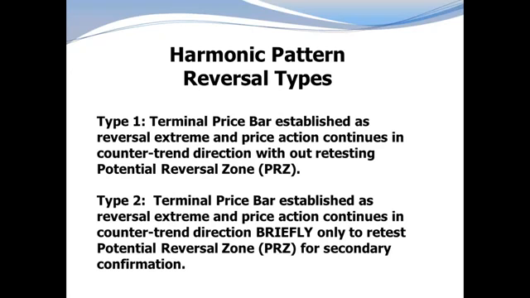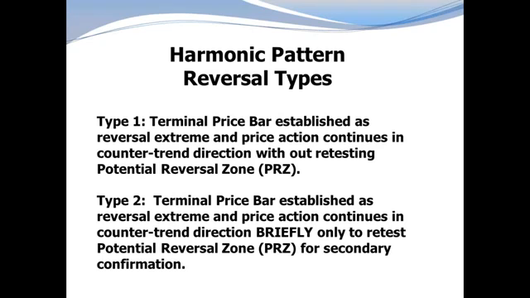Harmonic pattern reversal types. In harmonic trading, there are actually two types of harmonic pattern reversals. The type 1 is a terminal price bar established as the reversal extreme, and price action continues in the counter trend direction without retesting the potential reversal zone. These are usually the most ideal and easiest executions and easiest trades to trigger.